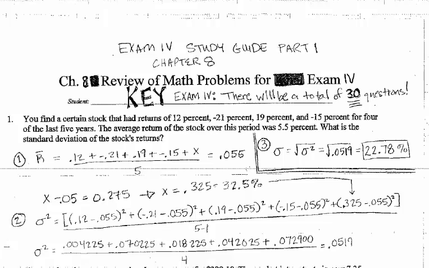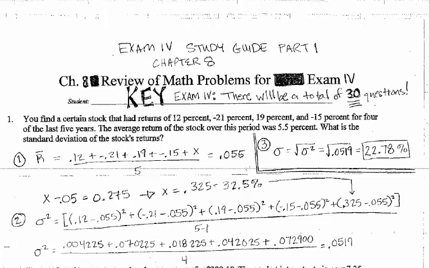Let's take a look at this first one, and you'll see you find a certain stock that has returns of 12%, negative 21%, 19%, and negative 15% for 4 of the last 5 years. The average return on the stock over this period was 5.5%. What is the standard deviation of the stock returns? So what you'll see there is that you had 5 years, but I only gave you 4 returns, right? So you need to figure out what that fifth return is.